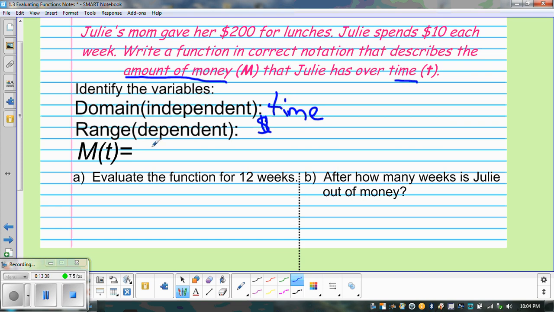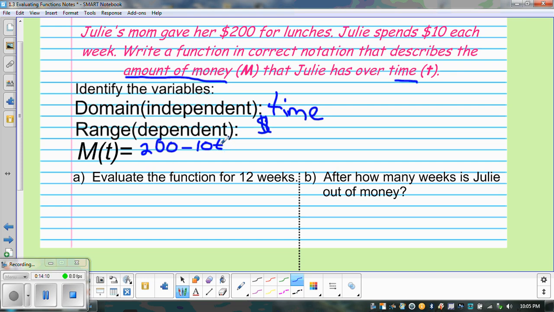If we want to write an equation to represent that, the amount of money over time is equal to, well, Julie starts with $200. If she is spending her money, should we add or subtract what she is spending? You definitely do want to subtract it. And she is spending $10 per week. So that's going to be $10 times the number of weeks that goes by. So you would write that as 200 minus 10t.